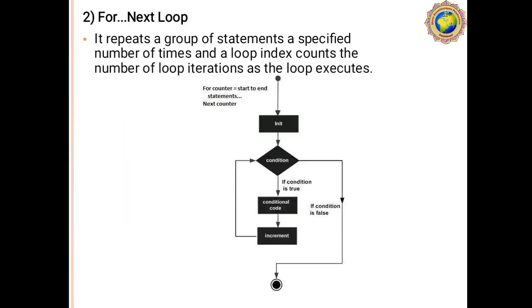So here, what is the use of for next loop and how does it work? It repeats a group of statements a specified number of times, and the loop index counts the number of loop iterations as the loop executes. So first of all, the initialization, which means the starting portion, then give the condition. If the condition is true, then you execute the statements and increment, and once again the condition is checked, and if your condition is false then the loop will be terminated.